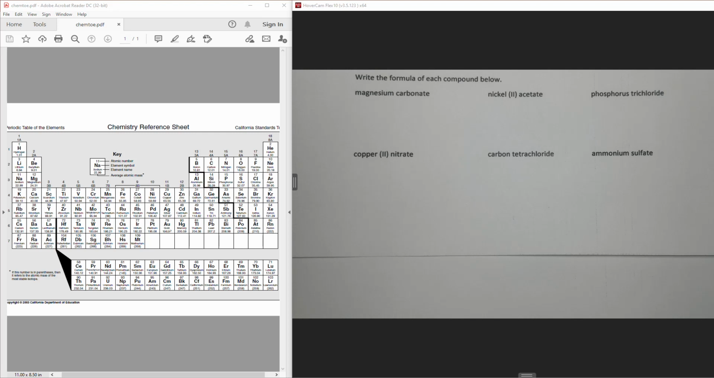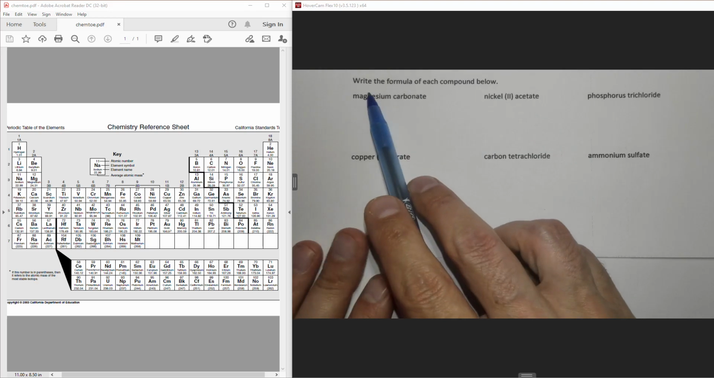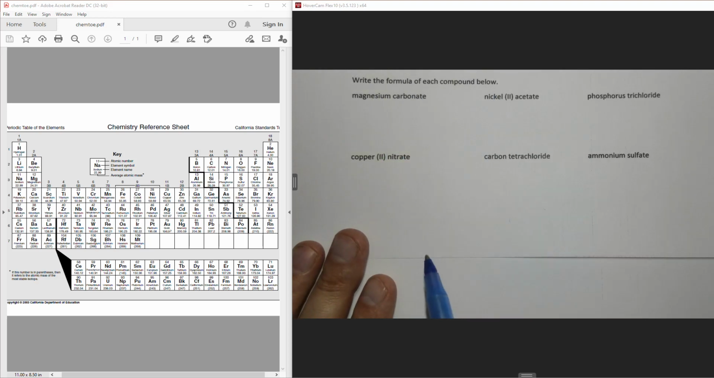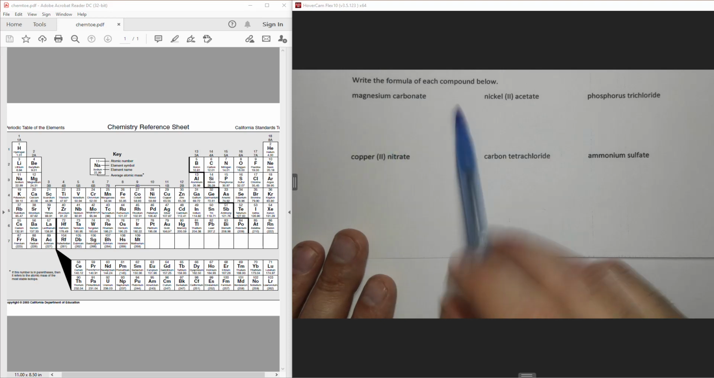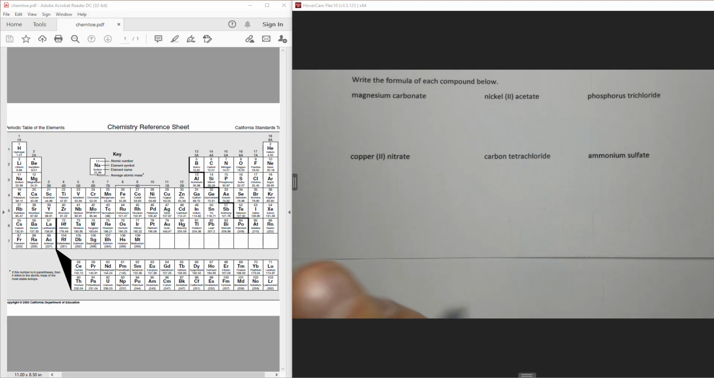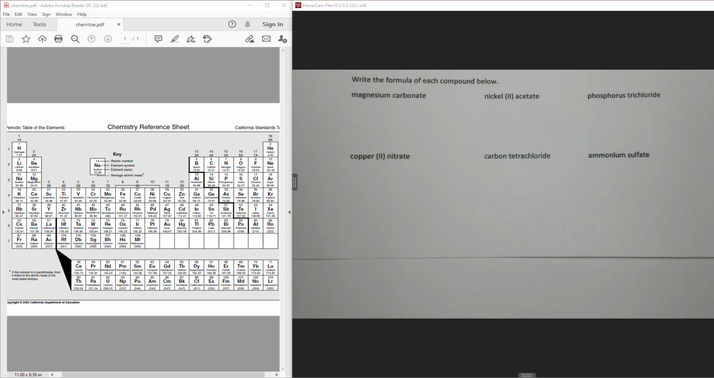All right, so if you haven't watched the previous couple of questions, watch those before getting into this one. But this one says, write the formula of each compound below. So in this case, we need to find the charges and then cross them in order to find the formula if it's an ionic compound. If it's a covalent compound, the prefixes will tell us how many of the different atoms there should be.